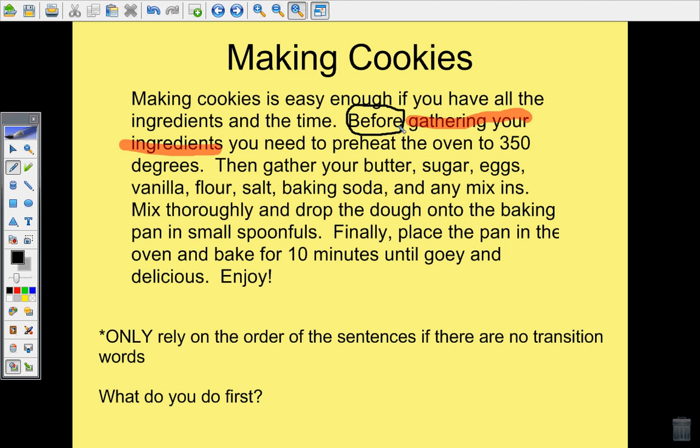It says, before gathering your ingredients, you need to do something. So I'm thinking about, what do I need to do before gathering my ingredients? What I need to do before gathering my ingredients is I need to preheat the oven. So the author didn't actually put the ideas in order this time. They gave me a clue about something I would do eventually, gather my ingredients, but they're saying before I gather my ingredients I have to do a step, and that step is to preheat the oven. So the very first thing I do, because of that transition word, is I have to preheat the oven. You can see how important those transition words are. I can't just look at the order of the sentences if there are transition words.